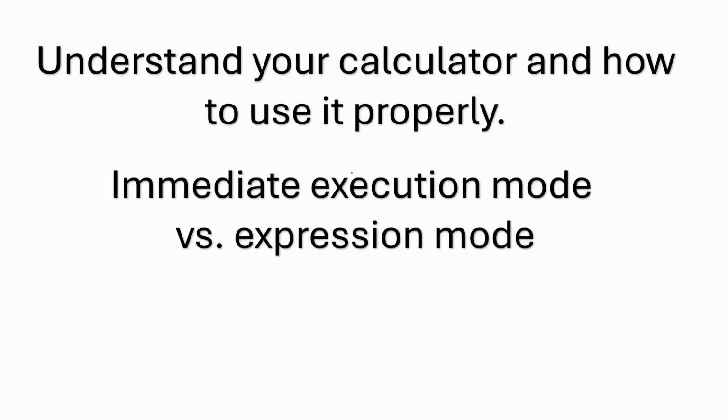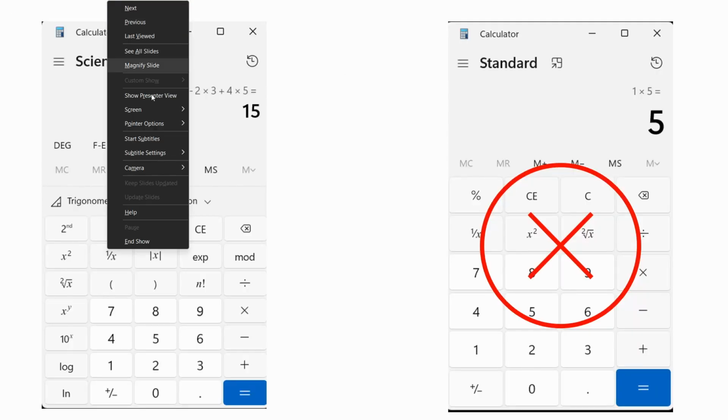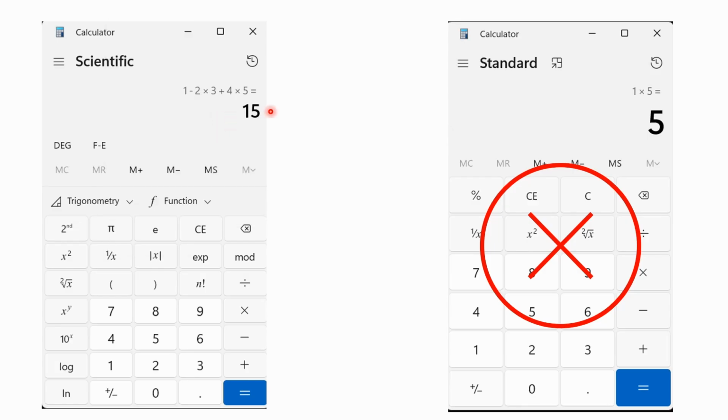You have to keep in mind, you need to really understand how your calculator works. I'm going to just jump ahead one slide here just to let you know. You need to understand your calculator and how to use it properly. There's something called immediate execution mode. There's something called expression mode. These are the two common input types for calculators.